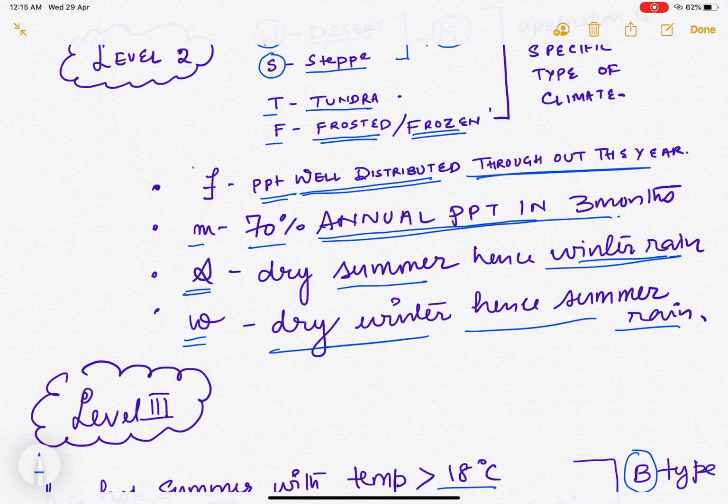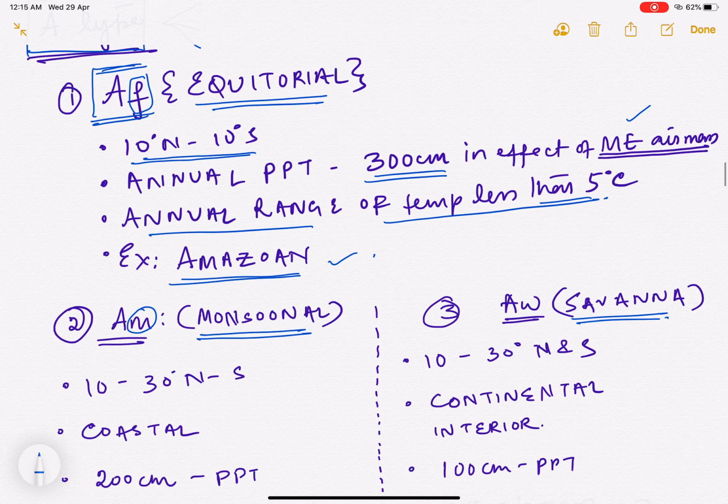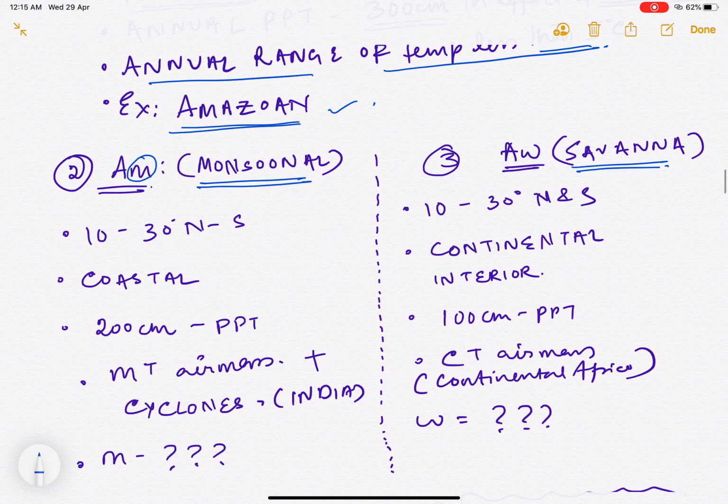Understood? Similarly, look at this W. W was used for the savanna. W means dry winter, hence rainfall in summer. So basically with this you can say that the AM type of the climate is located between 10 to 30 degree north and south in the coastal area, and AW is the savanna climate. Again it is located between 10 to 30 degree but in the continental interior.